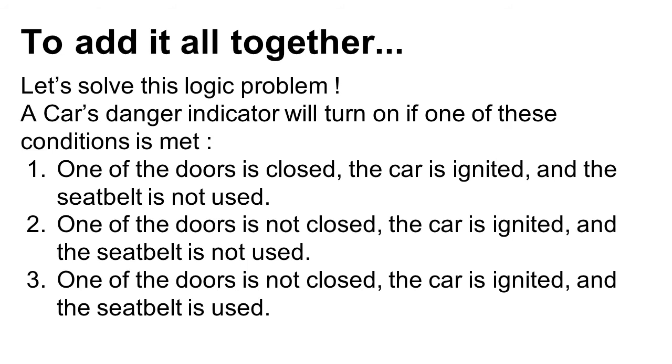Add it all together, let's solve this logic problem. A car's danger indicator will turn on if one of these conditions is met. One, one of the door is closed, the car is ignited, and the seat belt is not used. Second, one of the door is not closed, the car is ignited, and the seat belt is not used. Third, one of the door is not closed, the car is ignited, and the seatbelt is used. That's all for theory section.